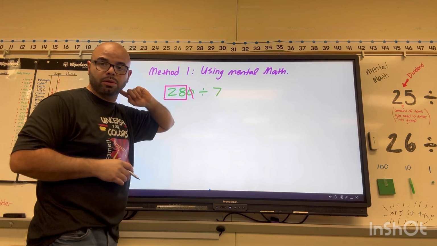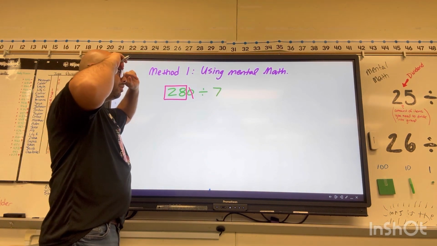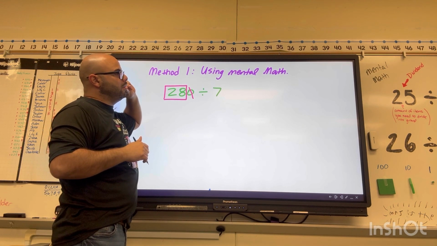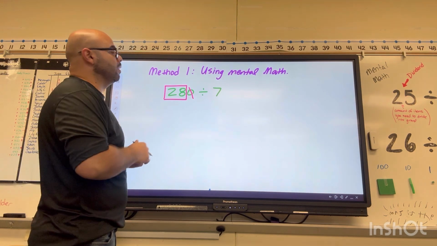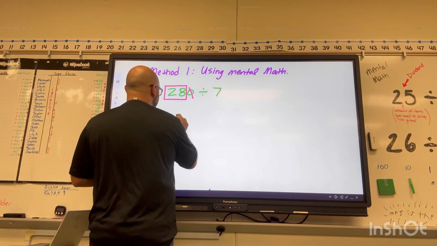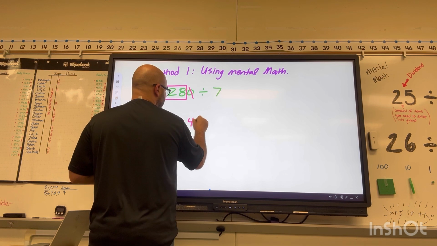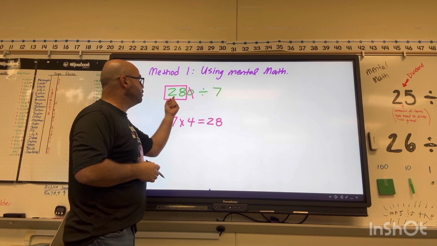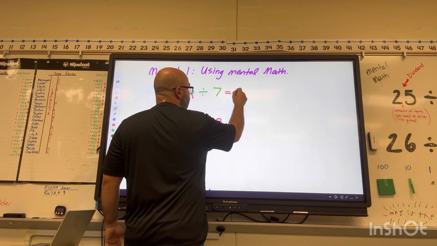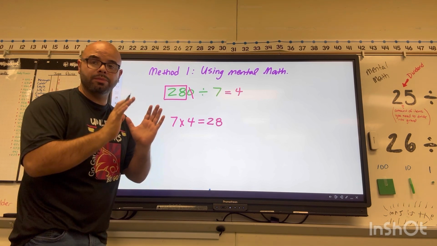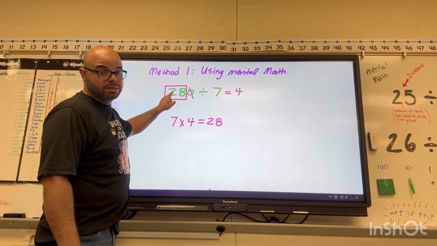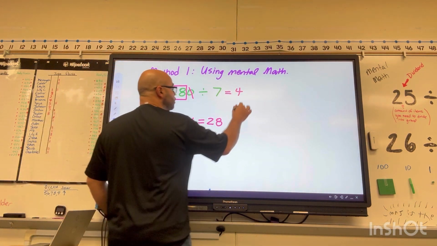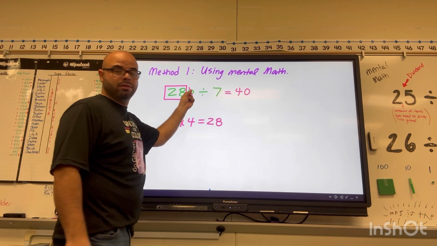And we're going to use the first two numbers. Using your mental math, you're going to look at those first two numbers. You're going to say, okay, is 28 a multiple of 7? If you know your multiplications, you know that 7 times 4 equals 28. So 28 divided by 7 equals 4. I'm not done yet though, because in reality it's not 28, it's 280 divided by 7. So what I have to do is just add that 0 back that I took out.